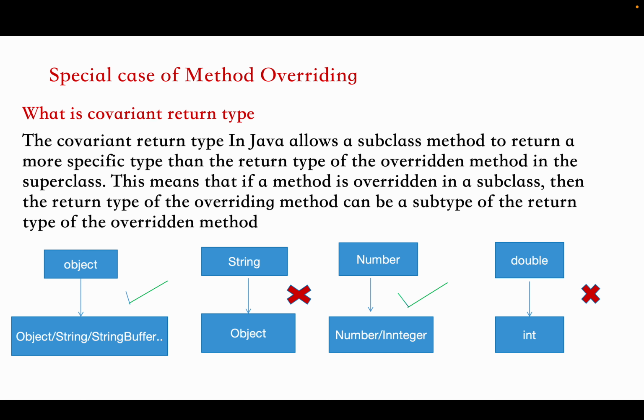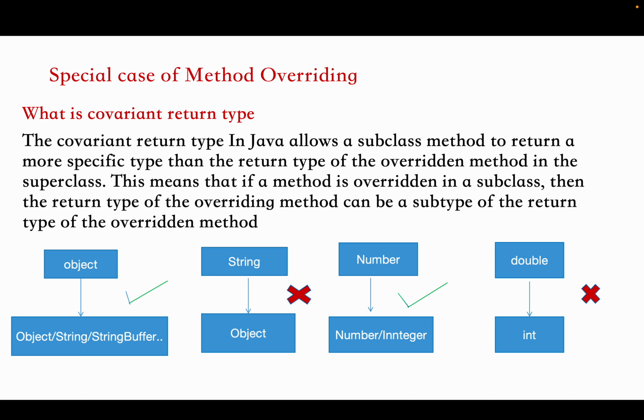Up to version 1.4, whatever the return type of the parent class method, the same it should be in the child class. If the return type is mismatched, then overriding is not allowed. Keep in mind. But from Java JDK 1.5, you can override even if the return types of the parent class method and child class method are not the same, due to the covariant concept.